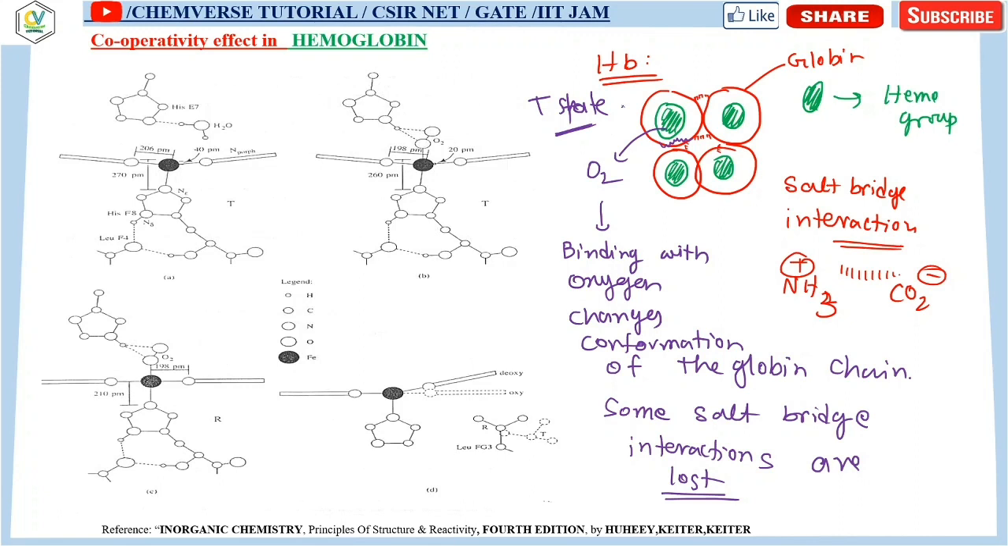Now when it binds with the oxygen, some of this strain or some of this linker is disconnected. It's not like that all of the salt bridge interactions are lost and then there will be no existence of the hemoglobin. Hemoglobin is present, tetramer is present, but due to the binding of the oxygen, some of this kind of strain is released. And due to that fact, some of this salt bridge interaction is lost, and now the molecule is to some extent present in a relaxed state.